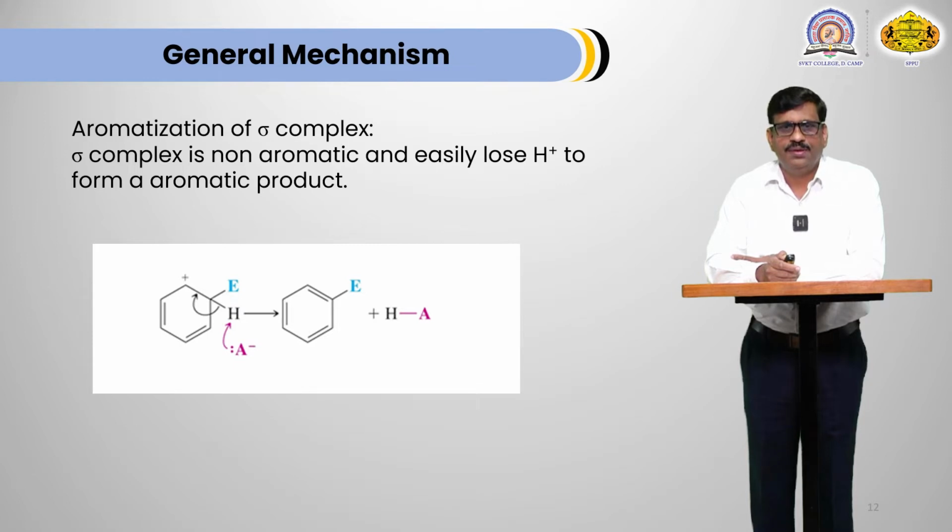In the first step, there is generation of the electrophile, and the pi system and electrophile interact with each other and there is formation of pi complex. This pi complex is slowly converted to sigma complex. Sigma complex is nothing but a carbocation or arenium ion, and that carbocation is stabilized by the resonance effect. Finally, aromatization of the sigma complex takes place. The conjugate base which is present in the reaction medium abstracts the proton and there is formation of the aromatic product.